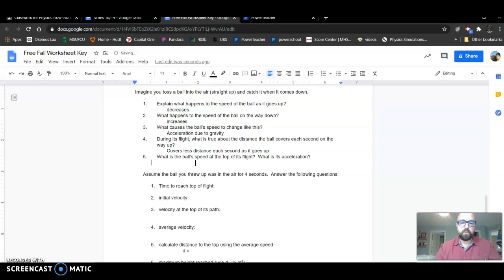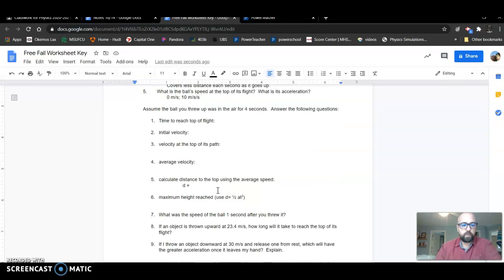Then here, the ball's speed at the top of its flight, I think everybody got that it was 0 meters per second. However, its acceleration, a lot of kids said that was 0 as well, and acceleration is still going to be 10 meters per second per second. The acceleration is constant, so anytime something's in the air, it's accelerating 10 meters per second squared downward. I won't say it doesn't matter what's happening to it, because if a bird grabbed it, it wouldn't be doing that. But if it's in free fall, its acceleration is 10 meters per second squared.